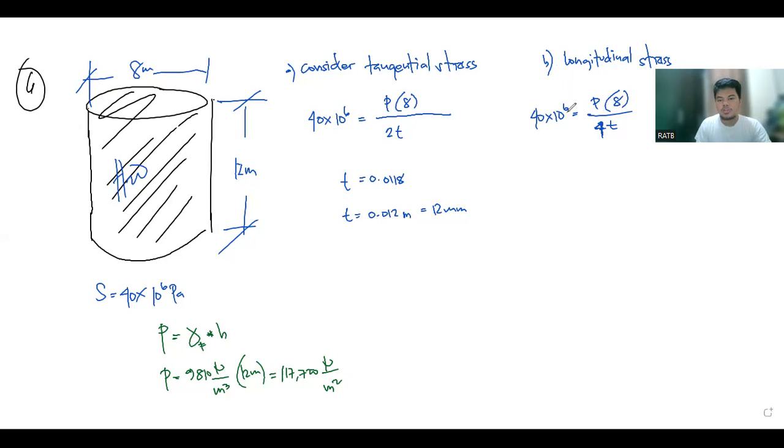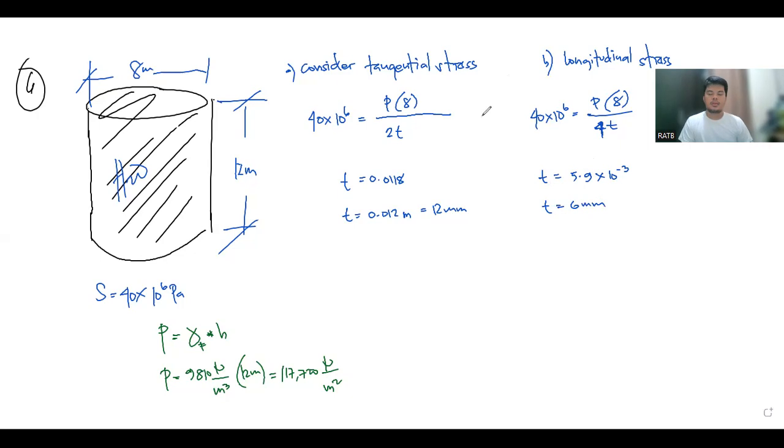Considering the longitudinal stress, so the same internal pressure, but we consider the longitudinal stress, we can calculate for t. So that's 5.9 times 10 to the power of negative 3, or basically t is equal to 6 mm.